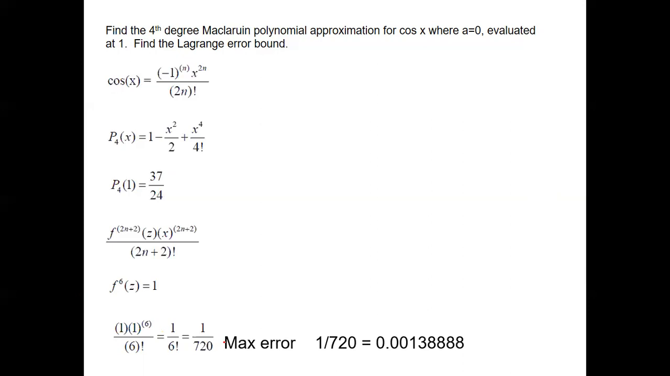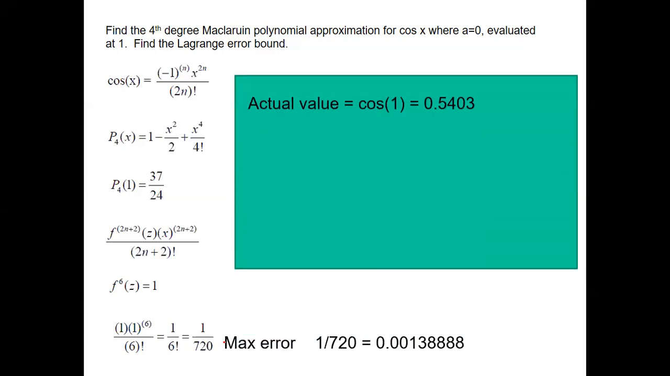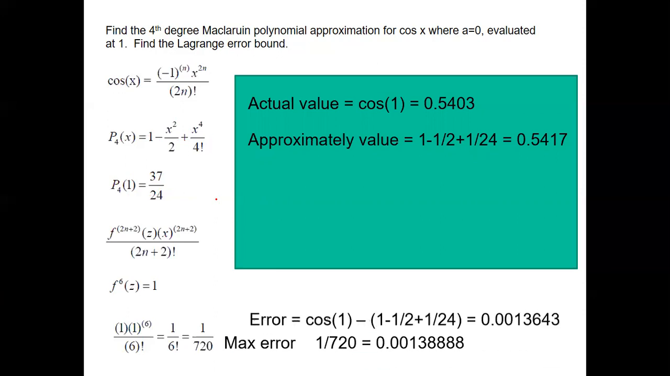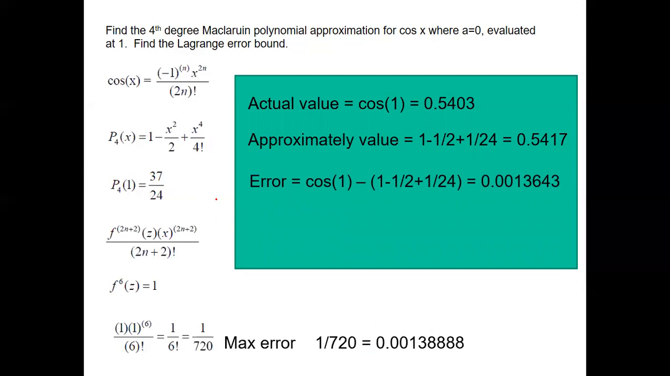So again, let's put this into some perspective. By the way, that's the answer. That's my Lagrange error bound. But my actual value of the cosine at 1 is 0.5403. The polynomial approximated at 1, so it's just me putting 1 into the equation here, is 37 over 24, which is 0.5417. So the actual error, and I should be really getting into a habit of putting absolute values around these, just in case they come out to be negative.